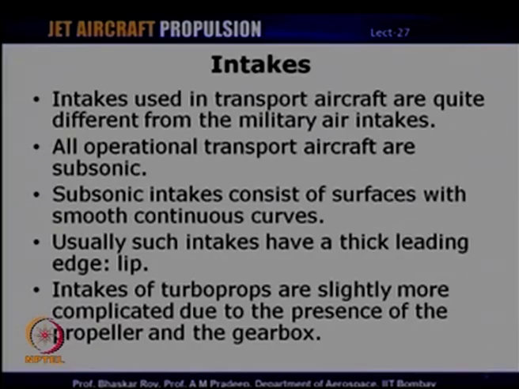Subsonic intakes usually have a thick leading edge, which is known as the lip of the intake, which is obviously not feasible in supersonic flow, because a thick leading edge can lead to the presence of a strong oblique shock or a bow shock ahead of the intake, which would not be beneficial for the engine itself. So, subsonic aircraft intakes will obviously have a thick leading edge, and in the case of turboprops, the intakes can be slightly more complicated, because there is a propeller and also a gearbox ahead of the compressor, and that makes the geometry slightly more complicated.